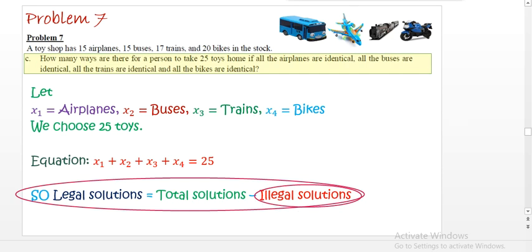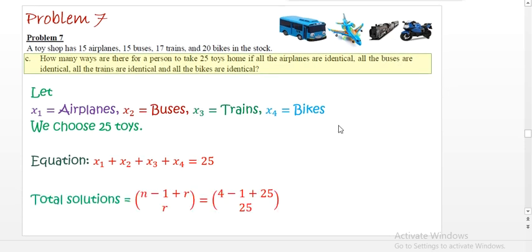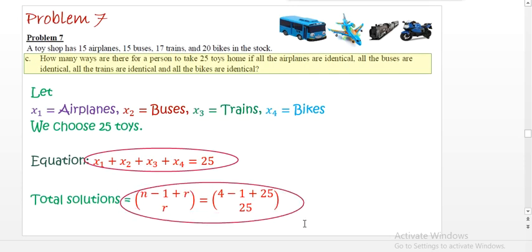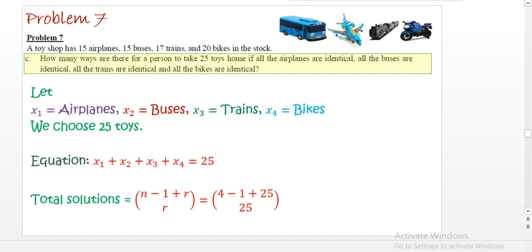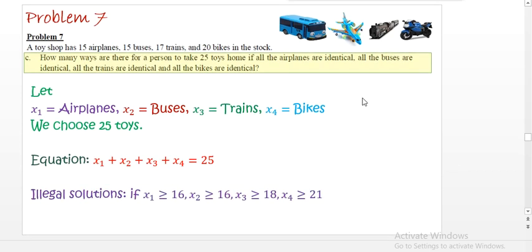So first of all, we calculate the total solutions. That is easy. So x1 plus x2 plus x3 plus x4 is equal to 25. So we can find it as n minus 1 plus r, choose r. So we get 28 choose 25 as the total solutions. These total solutions also include those illegal solutions. So we need to find the illegal solutions and then simply subtract them.